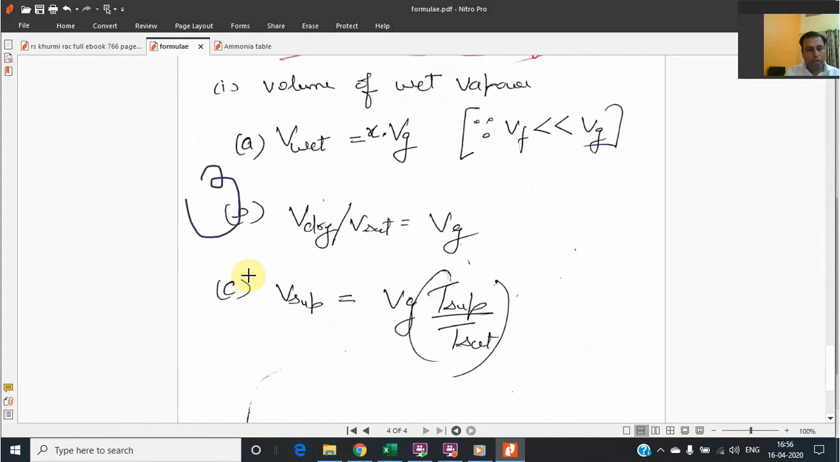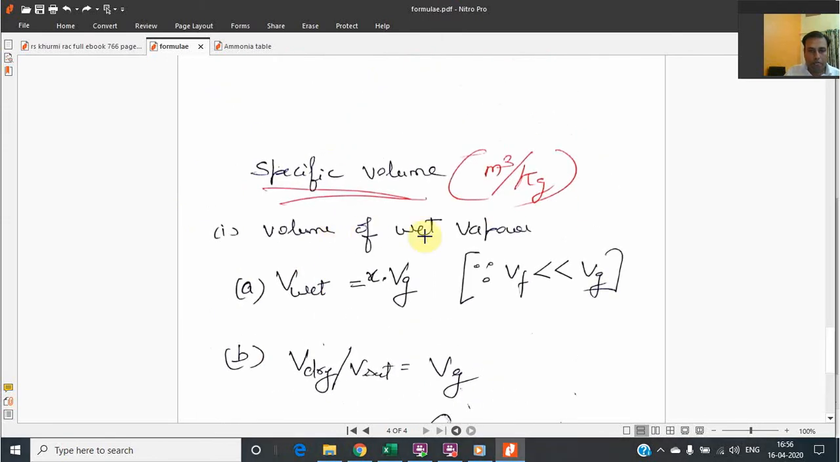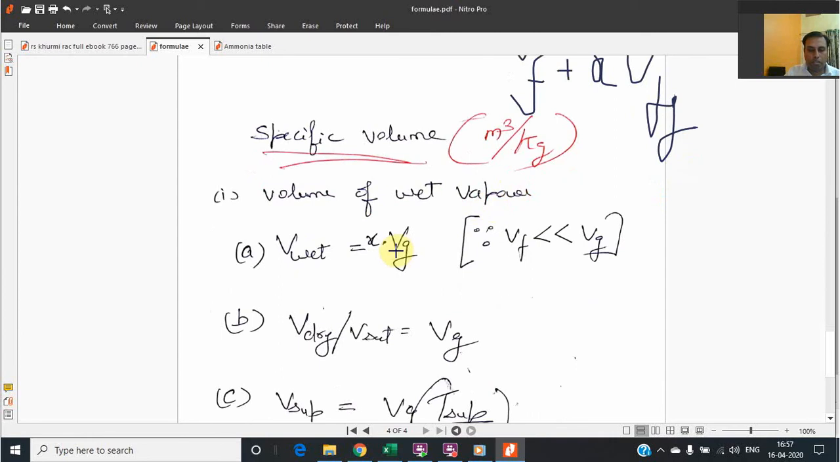In this way we know that there are three formulas for entropy, three for enthalpy, and three for volume also. The volume formula is a little bit more convenient, because in one case we don't use the formula VF plus X VFG, since in this case we have the formula for volume of only two things, whether it is liquid or gaseous state.